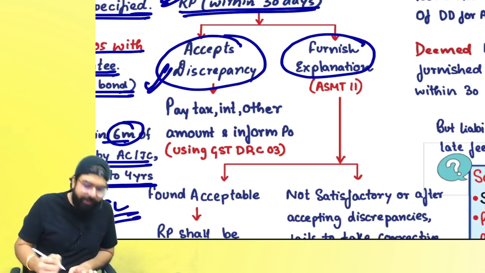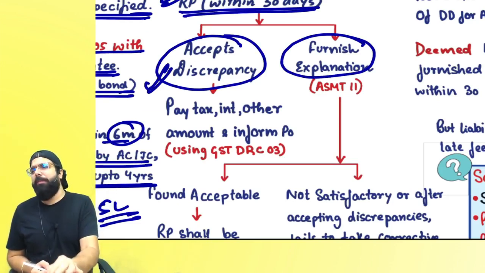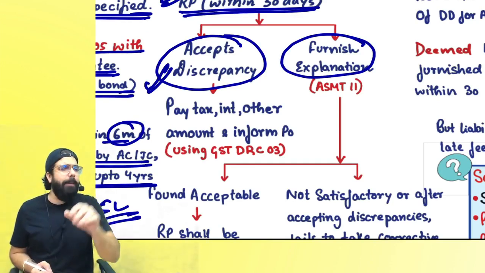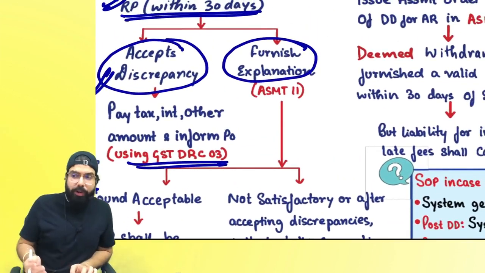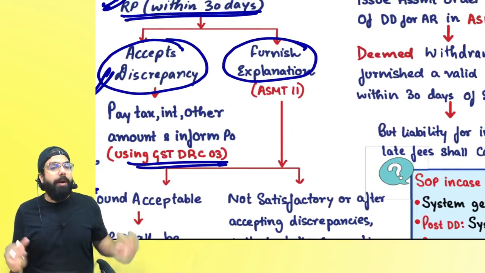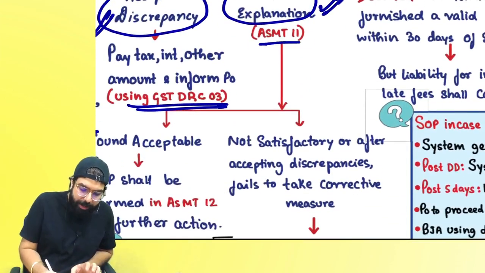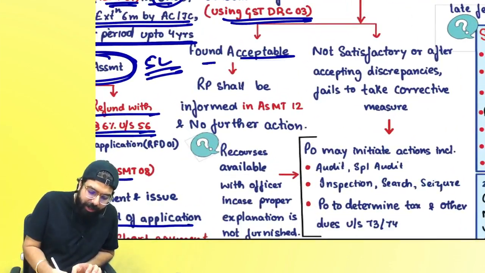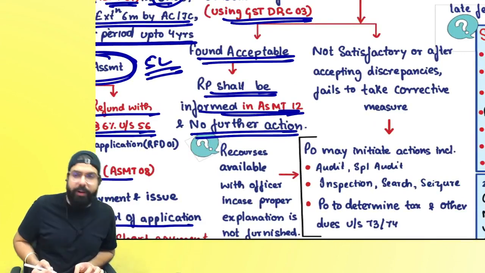30 days, either accept the discrepancy or give an explanation. If you accept the discrepancy, pay the tax, interest, whatever amount is told in ASMT 10, make the payment, and inform him using GST DRC 03. Now, if you inform him, the chapter is anyway closed. But if you give him an explanation in ASMT 11, and he likes your explanation, very good, he will issue an ASMT 12 and no further action.